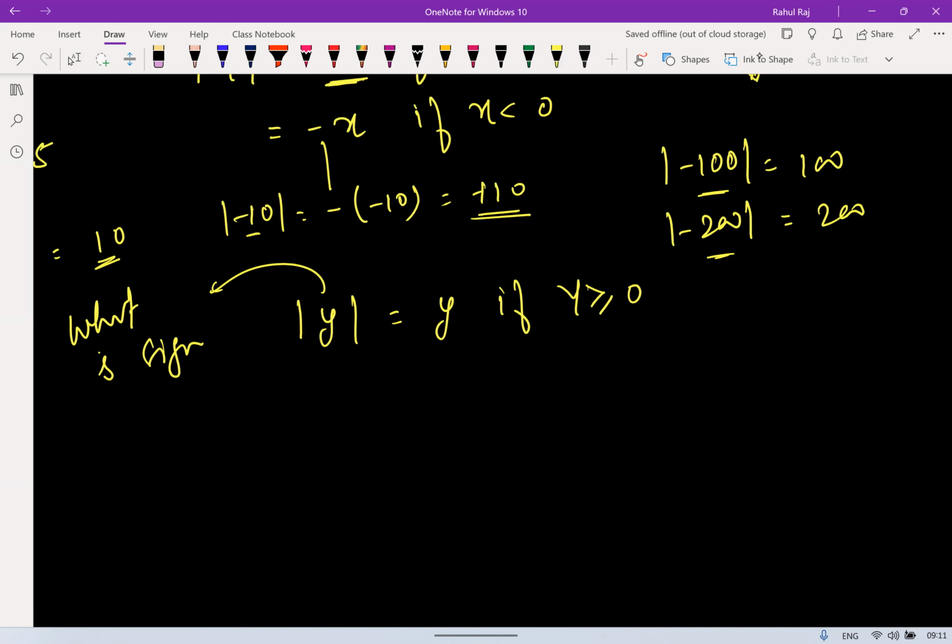And what are those conditions? If the variable is positive, mod y is equal to y. If the variable is negative, mod y is equal to negative y. Am I right? Any problem? No. Immediately, the next concept comes here, Alexa. How do you solve the equations of mod?